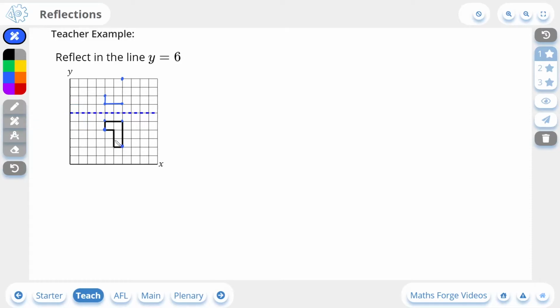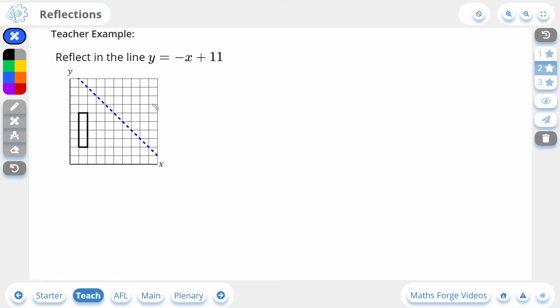Now you can choose more corners to use and reflect them in the mirror line. But if the shape is pretty straightforward, you can just draw a few points and reconstruct the image from there. So I feel that I've drawn enough points to reconstruct this image. And I believe it's going to look like this. And if we check our answer, there it is.